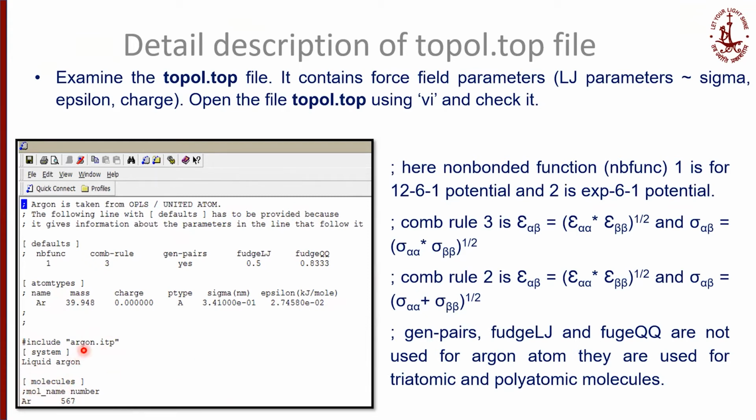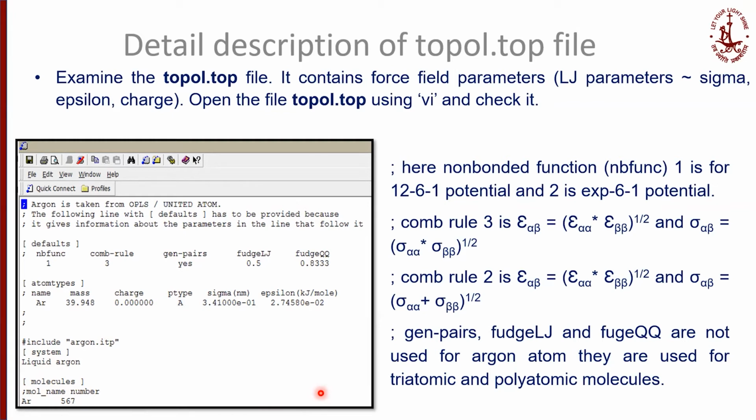You have to remember whatever is in your GRO file, the name of your molecule or atom. If it is written as capital A, small r, here also you have to write capital A, small r. If you write both capital A, capital R, it will not work. So whenever you are assigning a file name, molecule name, or residue name, you have to be very careful. Then you have the number. What is the total number of atoms you have taken? That is 567. Any small mistake here and there, and the simulation is not going to run at all.